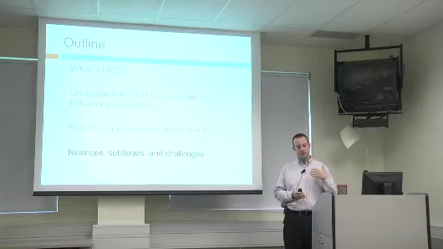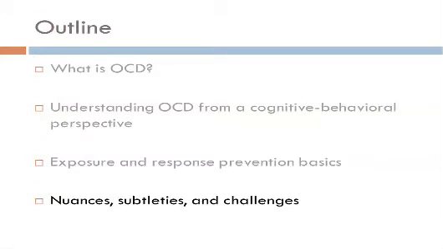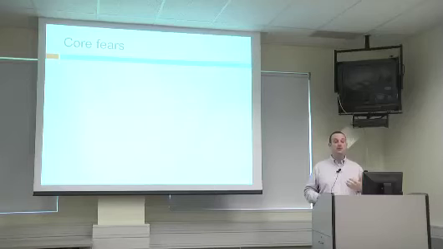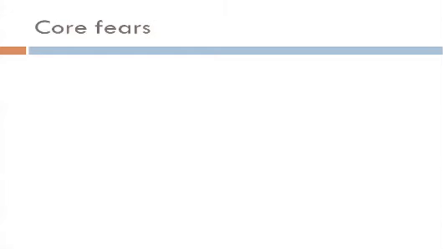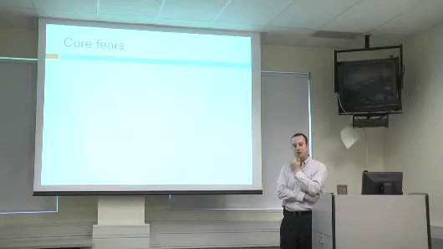What I want to do now is just spend a short amount of time telling you about some of the nuances, subtleties, and challenges that may come up, and just make a few points about how to implement these things that may not be just obvious from the techniques themselves. The first of them is the importance of core fears. I've told you a lot about functional analyses, and you always need to get at the person's core fear, and it's not always apparent what it is. So what do I mean by their core fear?